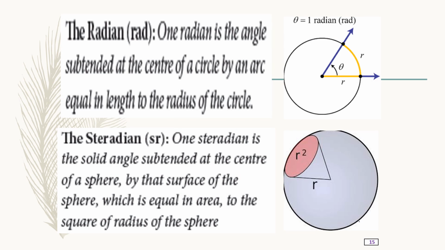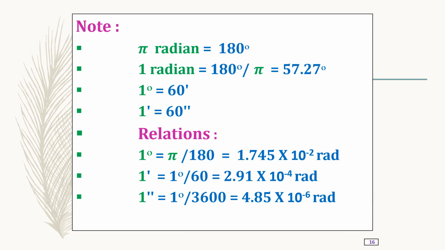Next is radian. 1 radian is the angle subtended at the center of a circle by an arc equal in length to the radius of the circle. The steradian is the solid angle subtended at the center of a sphere by that surface of the sphere which is equal in area to the square of the radius of the sphere. So here you can note it down. Pi radian is equal to 180 degree.